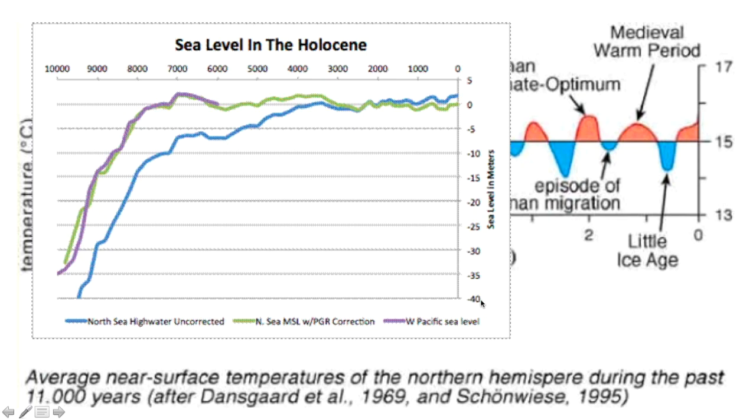So the sea level used to be 40 meters less. That's a lot. And then it shoots up about 6,000 years ago, and then it rises some more, but it's not as steep anymore. This is very steep, and then this is less steep. And then here it's more or less stable. It stabilizes around the zero mark.